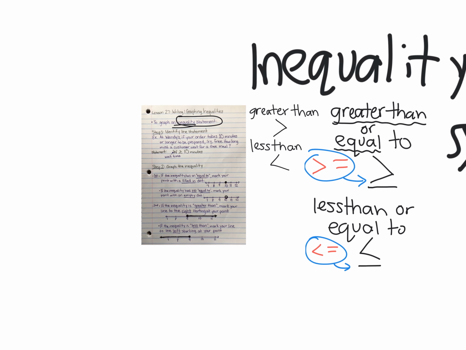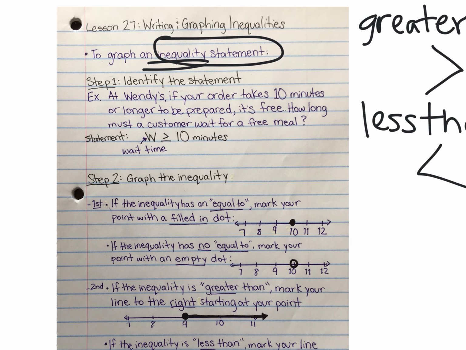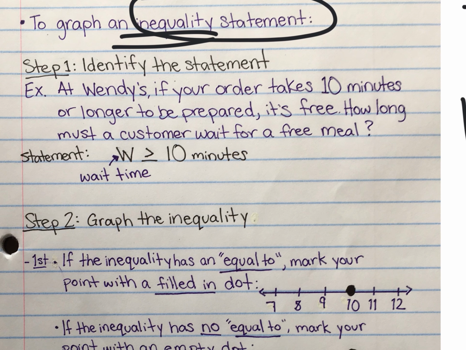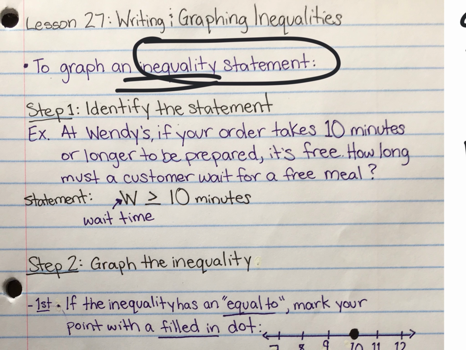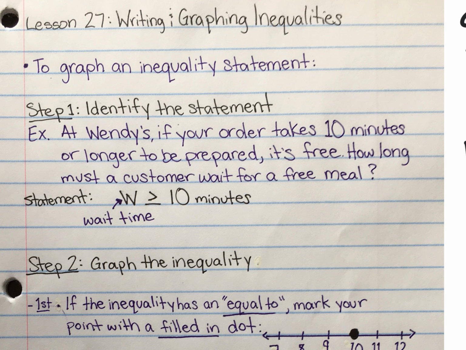Let's come back over here to our notes and take a look. So we have now been refreshed on what inequality symbols are. They're going to give us some stories, and we're going to have to turn them into statements. So let's take a look. At Wendy's, if your order takes 10 minutes or longer to be prepared, it's free. So how long must a customer wait for a meal to be free?